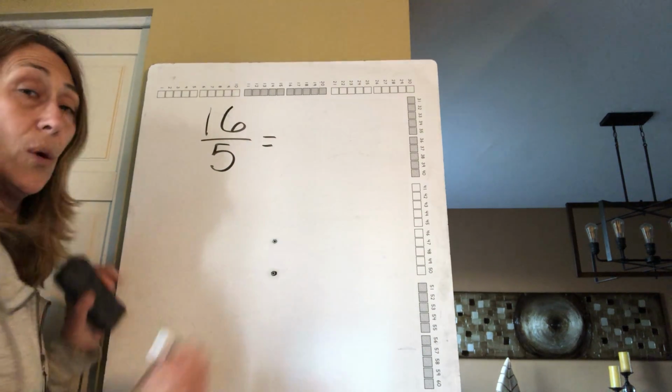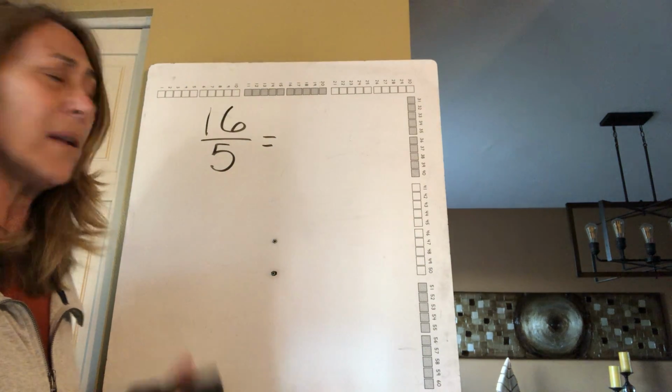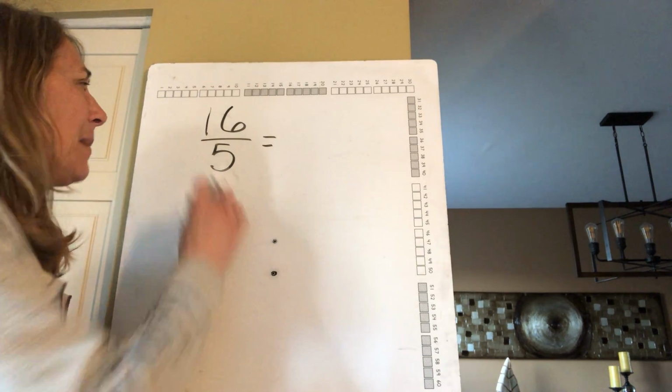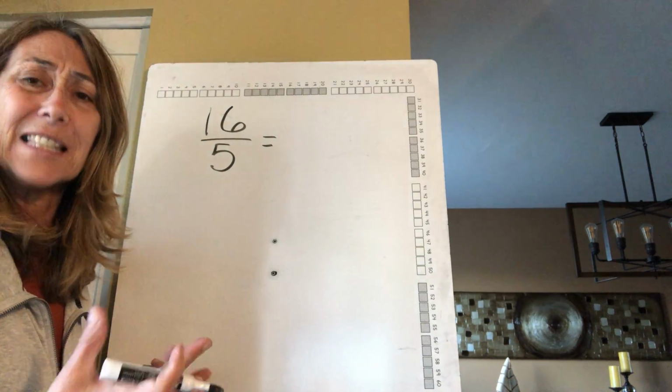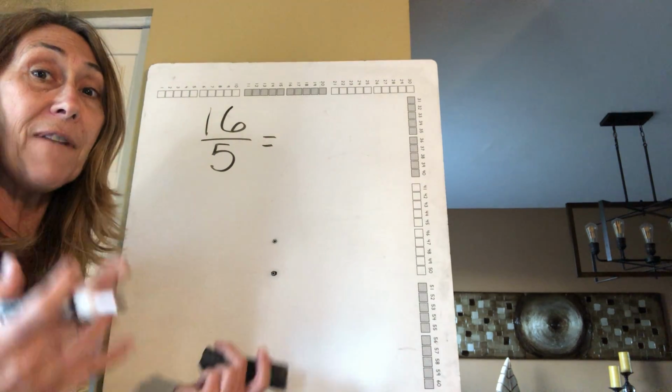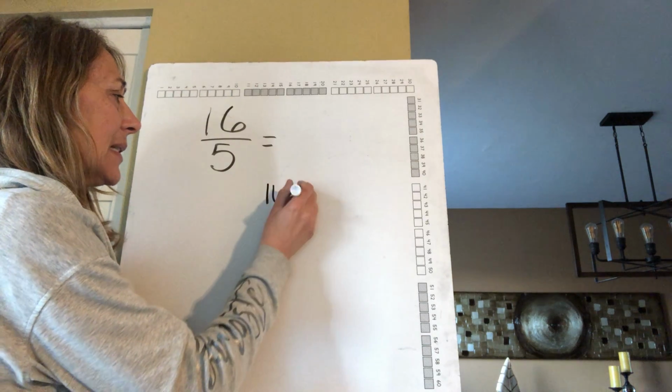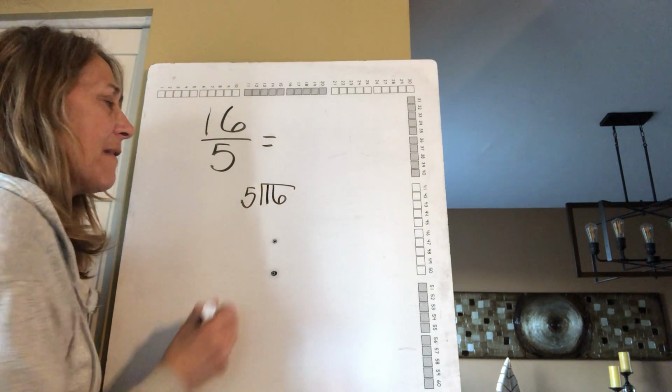I have 16/5, which is a fraction greater than a whole. That tells me I only need 5 pieces to make a whole. That means how many 5's are in 16? Because for every 5, that's 1 whole piece. So that's the same as 16 divided by 5.